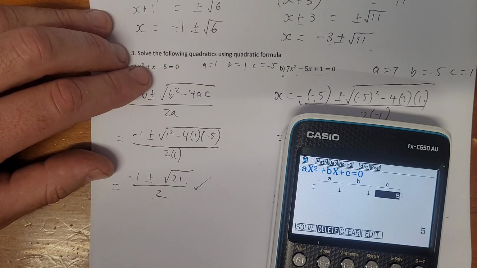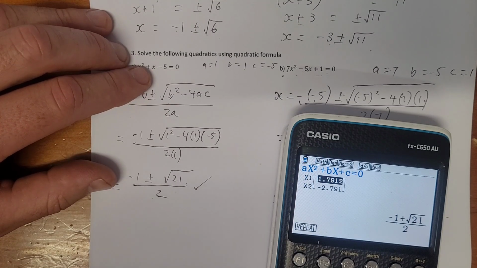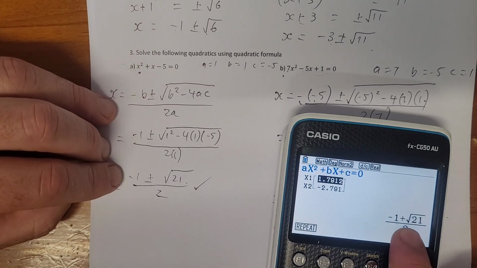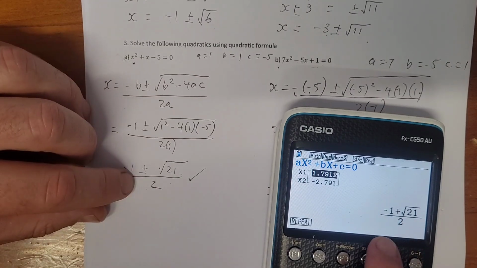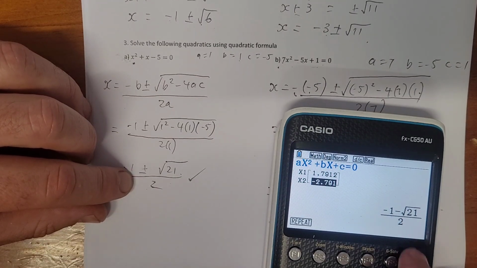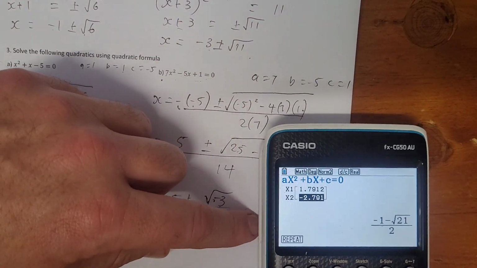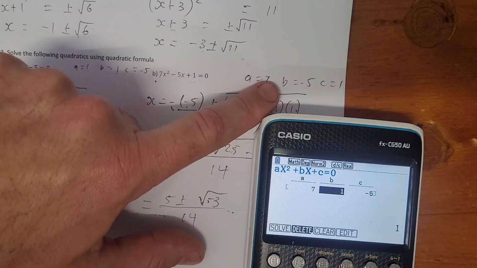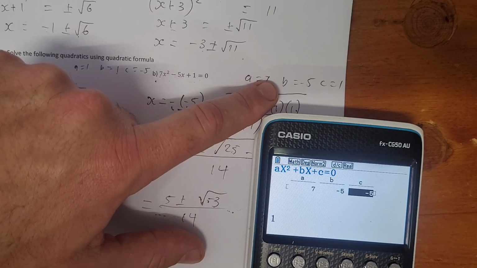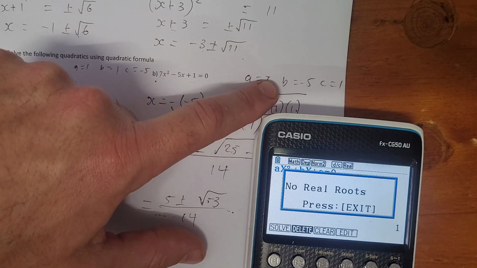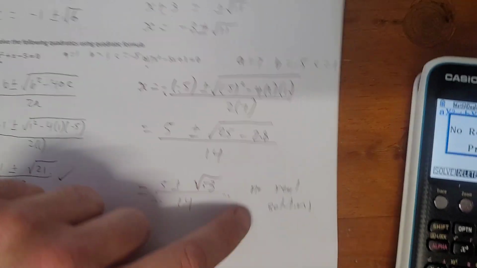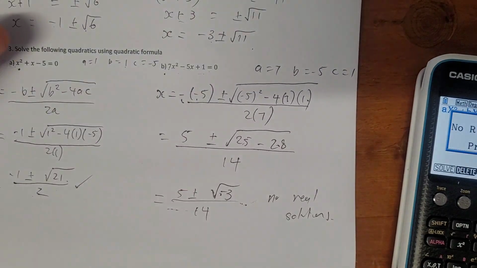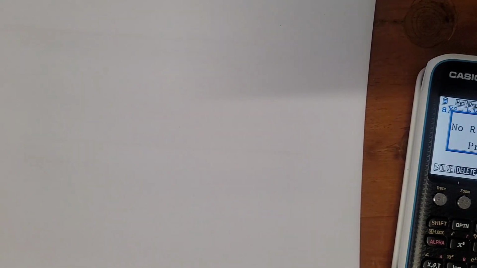Minus 5. And so we've got minus 1 plus the square root of 21, or minus 1 take the square root of 21. Okay, both of those are the solutions. If we type it in this one, the quadratic would tell us no real solution. So we had a was 7, b was minus 5, c was positive 1. No real roots. Okay, that's what we said. No real roots, no real solutions. Very good. So that's question 1, 2, and 3.